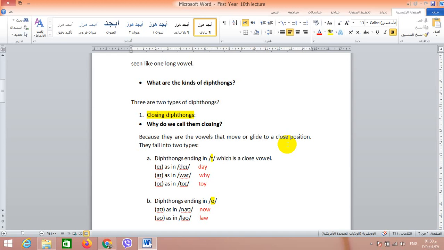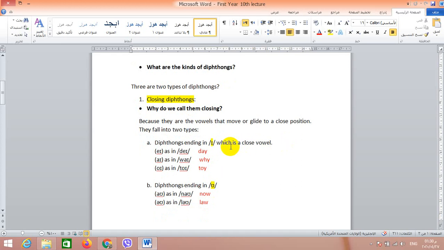Actually, we have two types of closing diphthongs depending on where they go. If the diphthong goes to E, which is a closed vowel, as you know, we have three types. And we have another type when the diphthong glides to U, which is also a closed vowel. Both E and U are closed vowels. So any movement towards these two vowels will make a closing diphthong.